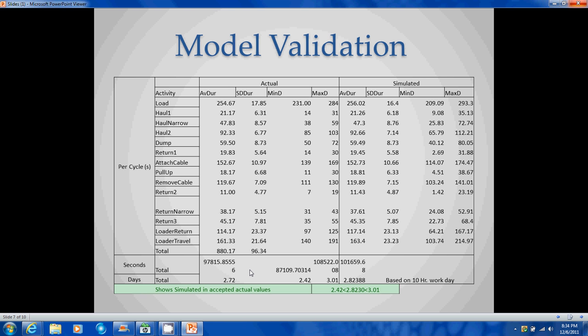The overall time in days, seen at the bottom in green, of the simulated model was 2.823, and it falls between the actual model's minimum of 2.42 and the actual model's maximum of 3.01. This, along with the fact that the 1,667 cubic yards was completely transferred as it was in the actual model, validates the EasyStrobe simulation.